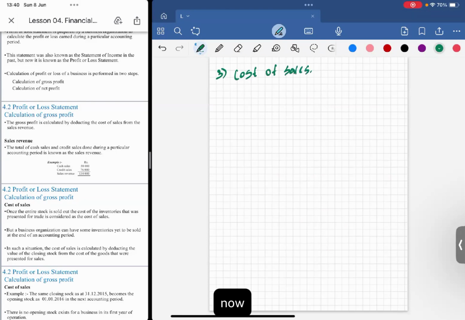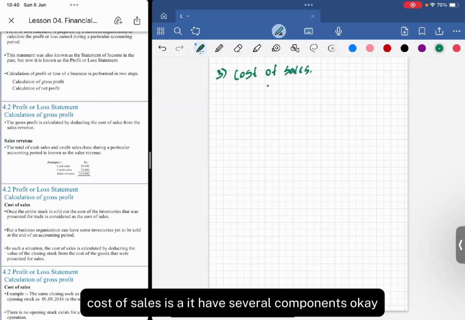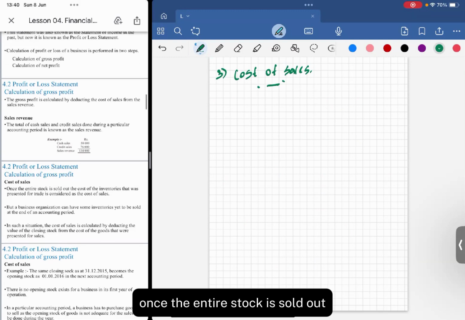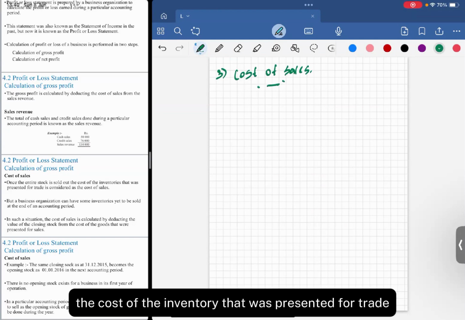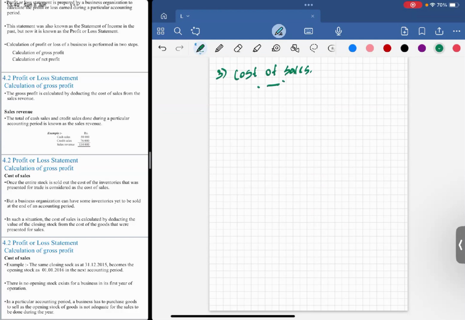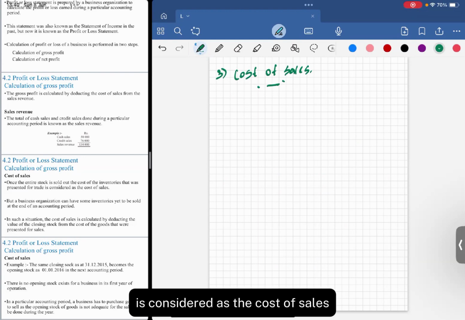Now cost of sales has several components. Let's dive into it and see what is cost of sales. Once the entire stock is sold out, the cost of the inventory that was presented for trade is considered as the cost of sales. Once the entire stock is sold out, the cost of the inventories that was presented for the trade is considered as the cost of sales.